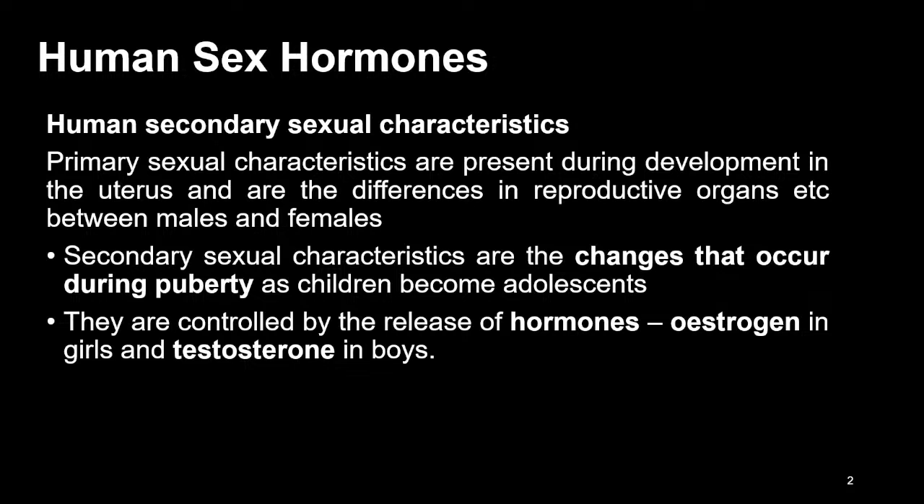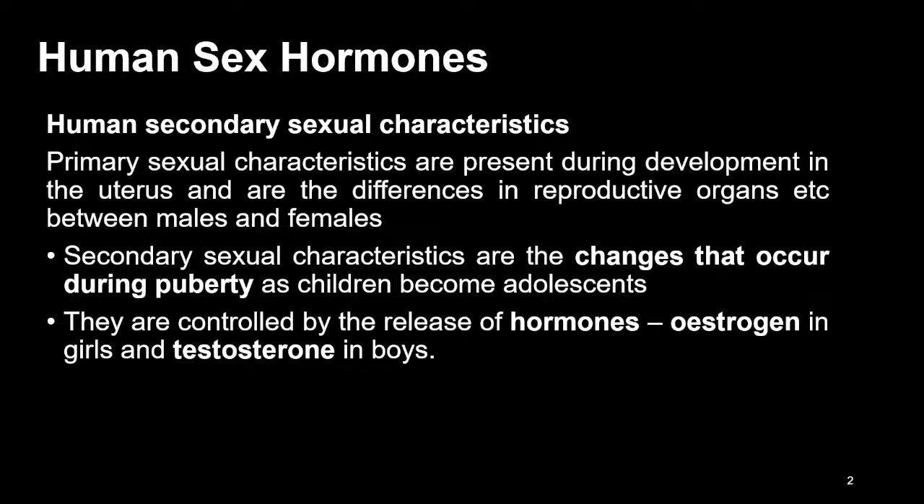So over here, we'll be looking at human sex hormones. So we have human secondary sexual characteristics. Primary sexual characteristics are present during development in the uterus and other differences in reproductive organs, such as for the male development of penis, for female development of vagina, uterus, and all that. That's primary sexual characteristic.